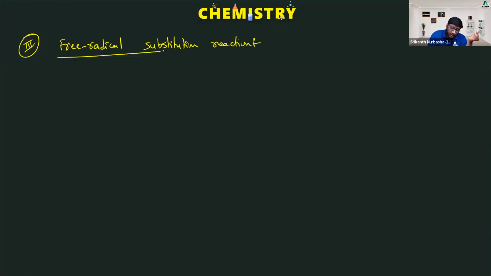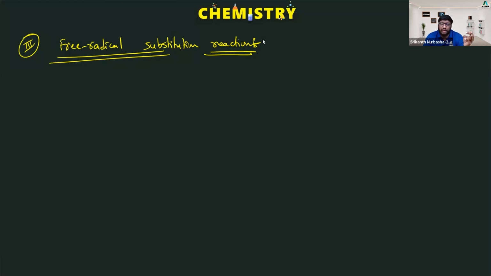So which compounds will undergo free radical substitution reactions greatly? If you think of electrophilic addition, we have discussed alkenes and alkynes. Nucleophilic addition, we have discussed carbonyls. Free radical addition, we have discussed alkene treated with HBr in the presence of peroxides. Nucleophilic substitution, we have discussed alkyl halides and alcohols. Electrophilic substitution, benzene and derivatives of benzene.